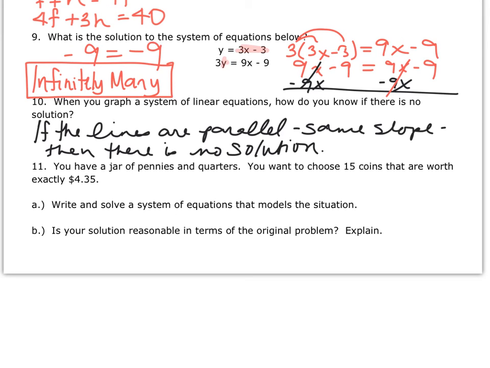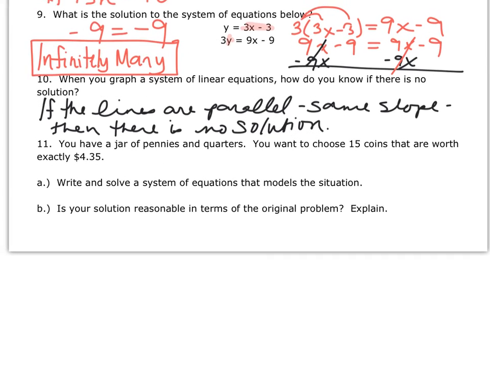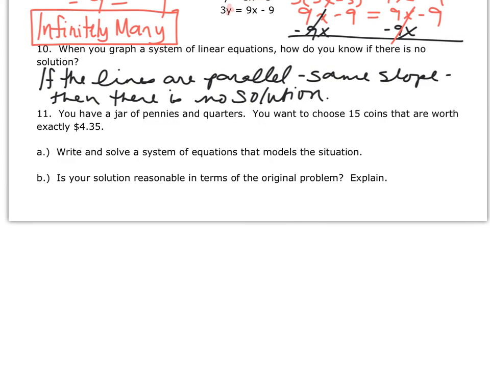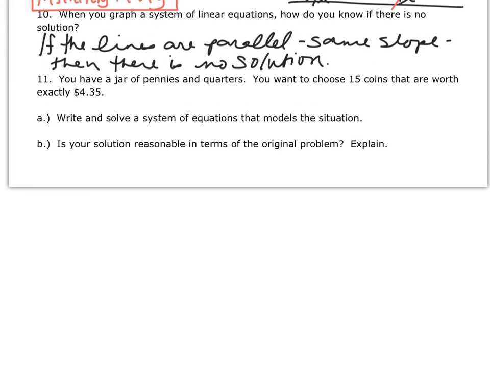All right. Last problem. Last problem says you have a jar of pennies and quarters. You want to choose 15 coins that are worth exactly $4.35. So I'm going to write and solve a system for this situation. So first, what are the 2 variables I can use for pennies and quarters?